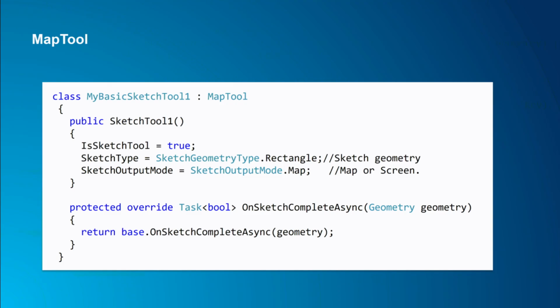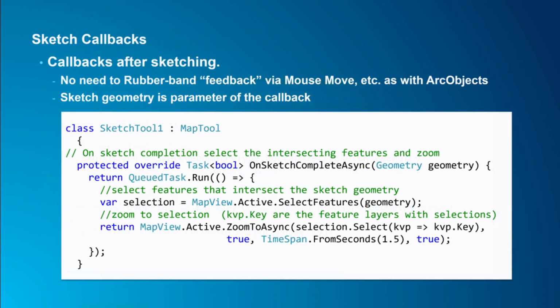Below you see one of the overrides, which is OnSketchCompleteAsync. This method gets called by the map tool base class as soon as the sketch has been completed by your operator, and it provides you with the geometry that's the resulting geometry from the user sketch. And we're going to play with that too in a sample very shortly.